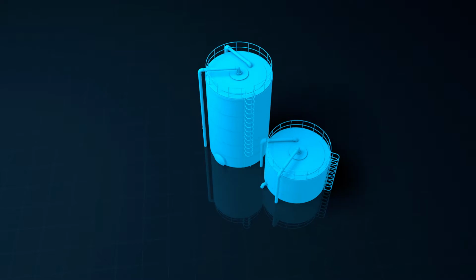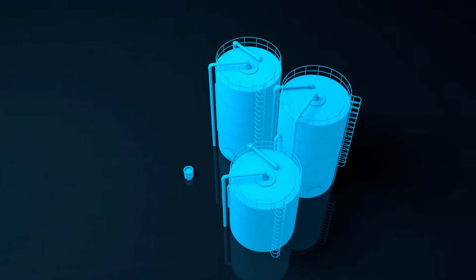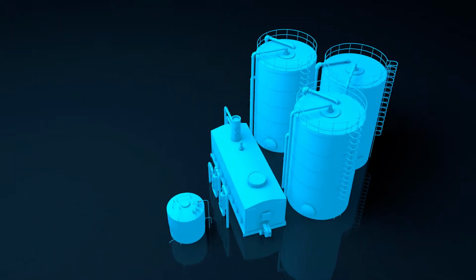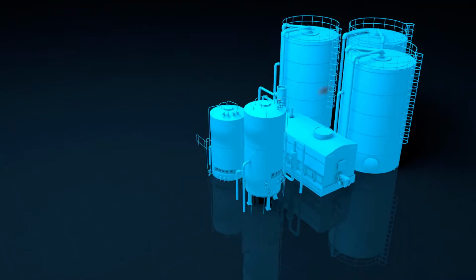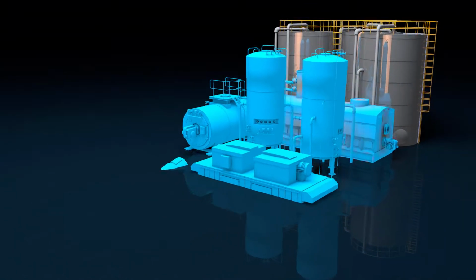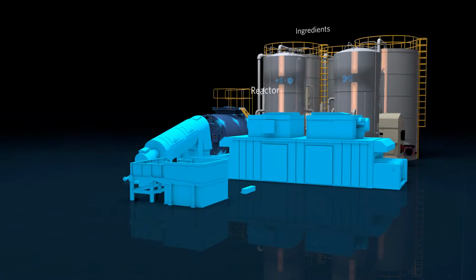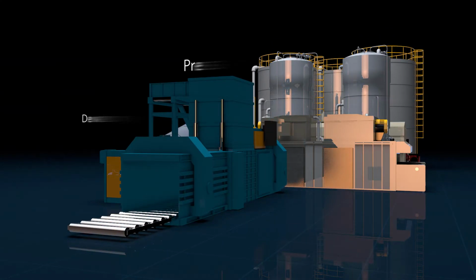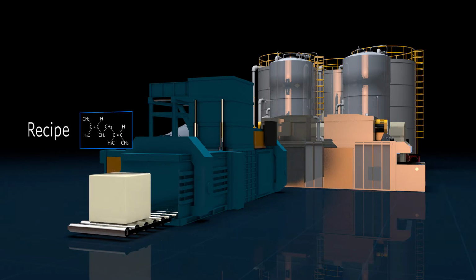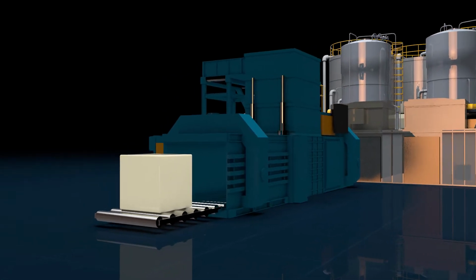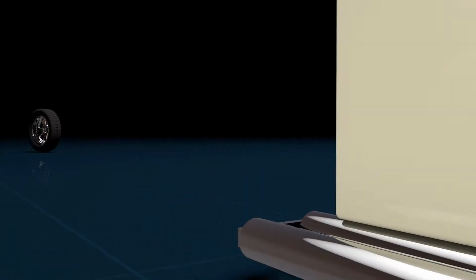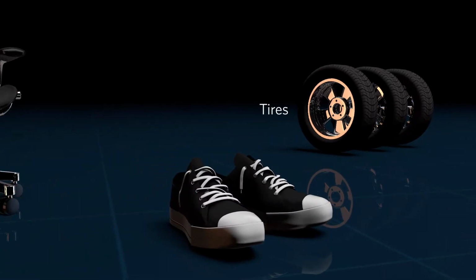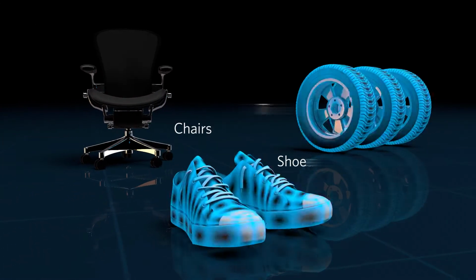In process manufacturing, chemical procedures are used to convert raw materials into products that are either sold directly to customers or used by intermediate manufacturers to create consumer products. Similar to preparing food, process manufacturing uses different chemical recipes to create different products. In this example, rubber is an intermediate product used to create consumer products such as tires, shoes, and chairs.